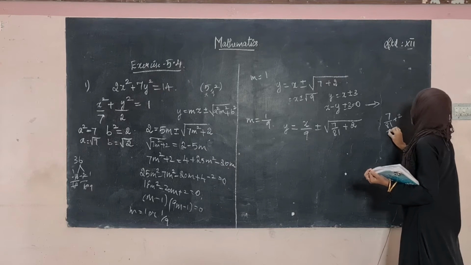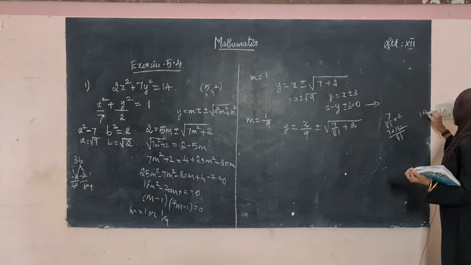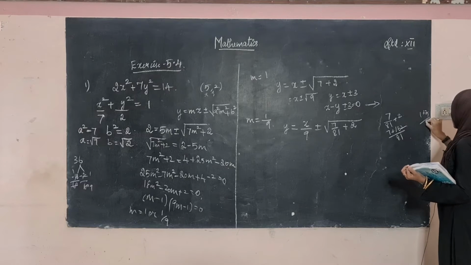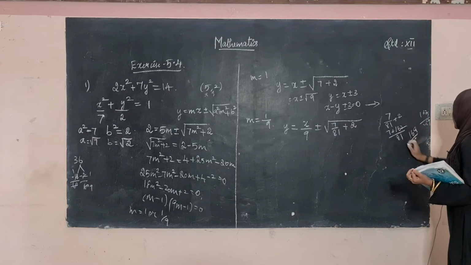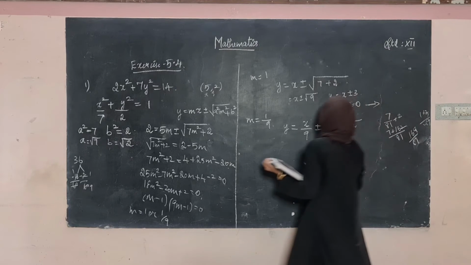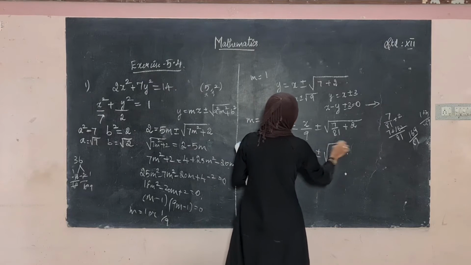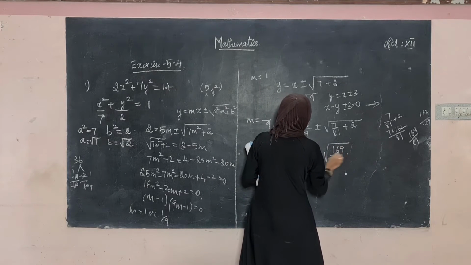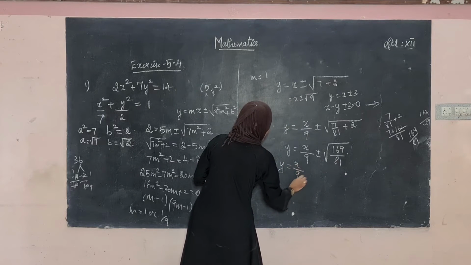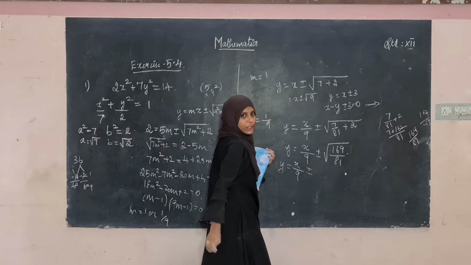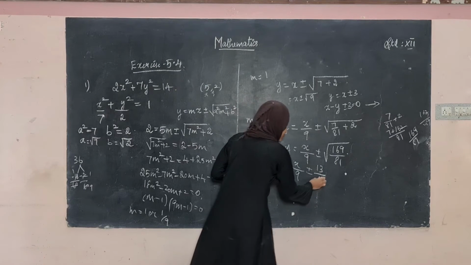So 7 plus 162 divided by 81, so it is 169 divided by 81. Right. So y is equal to x divided by 9 plus or minus square root of 169 divided by 81. That is y is equal to x divided by 9 plus or minus root of 169 is 13 divided by root of 81 is 9.